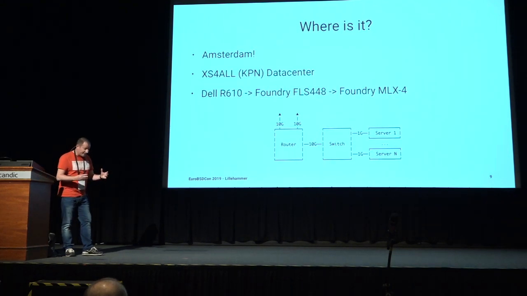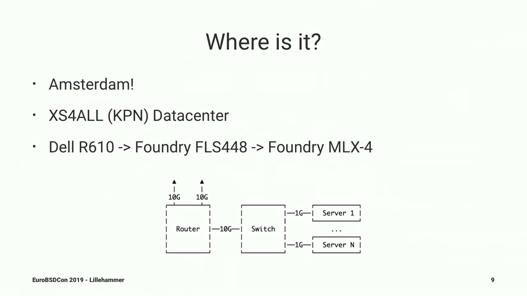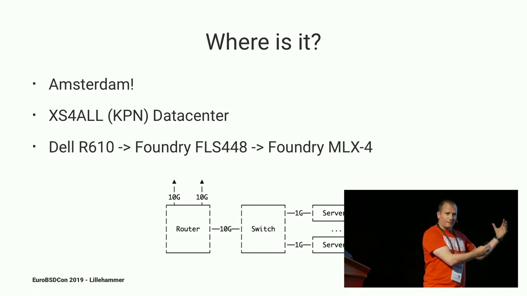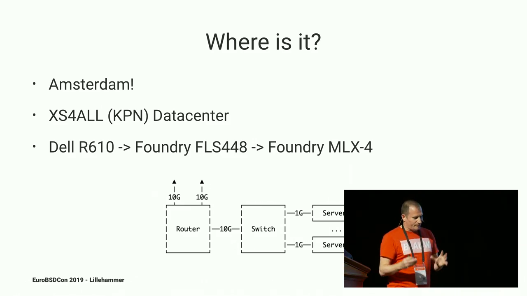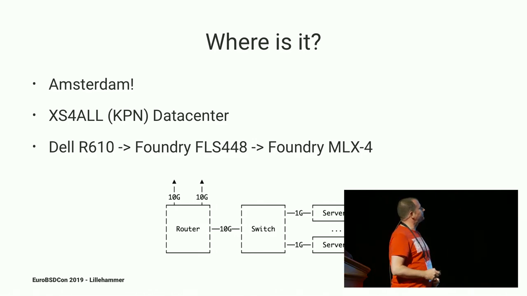So where is it? It is in Amsterdam. It's actually in a data center in Amsterdam. I don't live there, but all the hardware is there. It's in the Access4All data center, which is KPN these days. And it's all running primarily on Dell R610s connected to a Foundry switch, connected to a Foundry router. I worked for Foundry, so I have a love relationship with Foundry. I get the CLI. I've tried Juniper. It doesn't really stick. And I buy these things on eBay, so it doesn't really cost a lot of money.